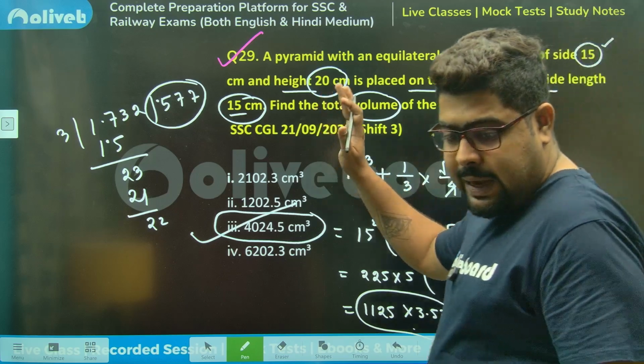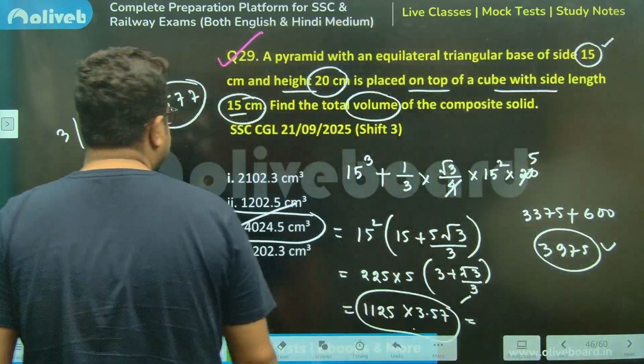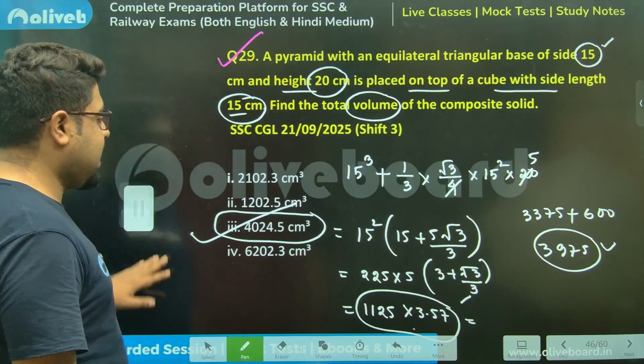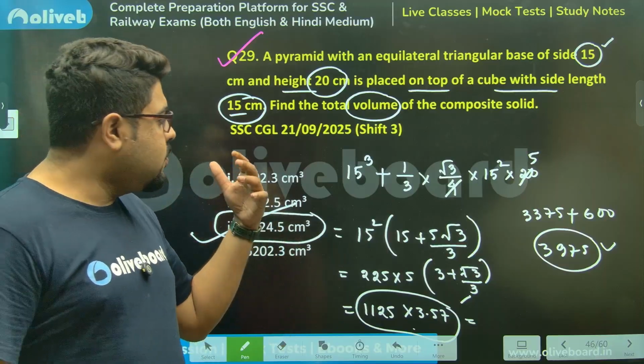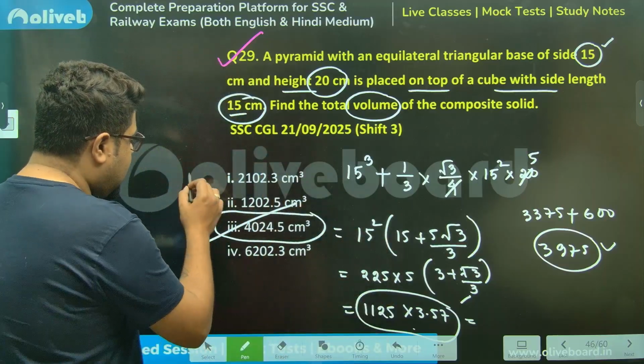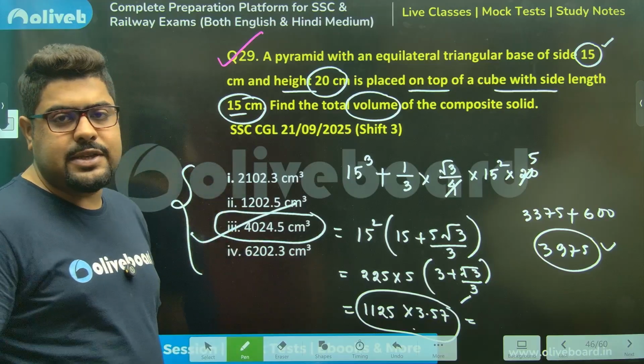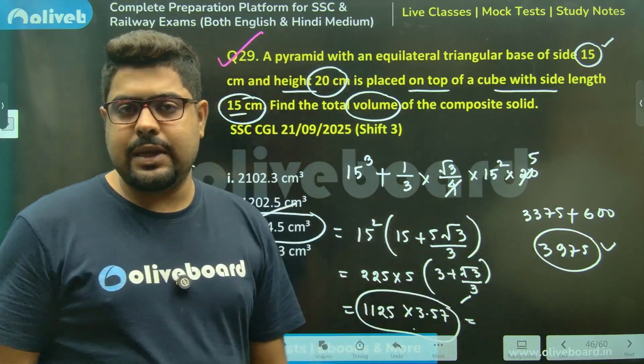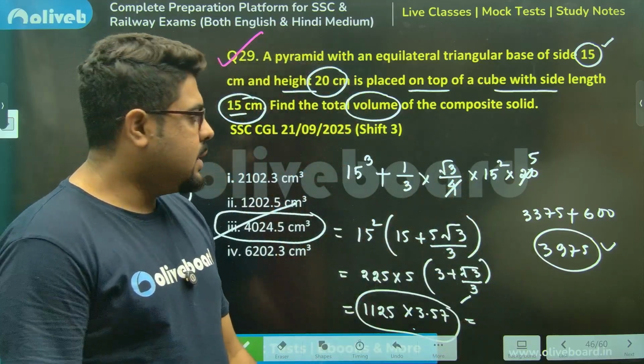Because this level of approximation we were able to do because the options were so far apart from each other. Otherwise we would have to multiply normally. We couldn't have done this much. Okay.